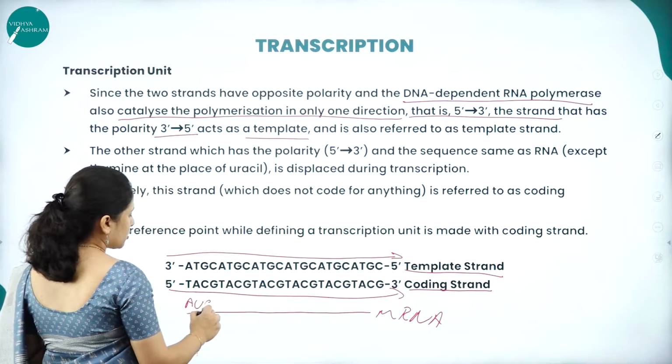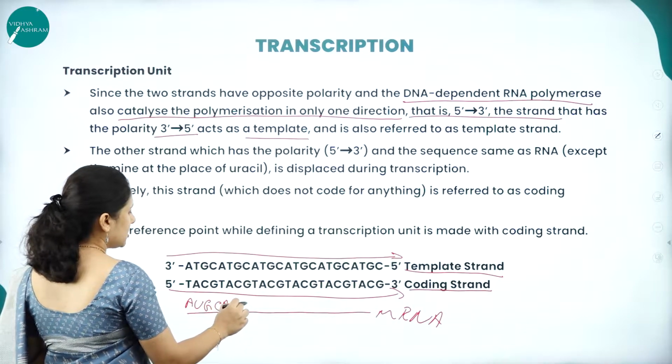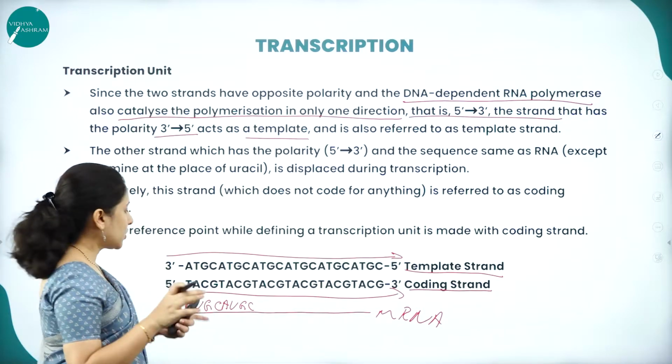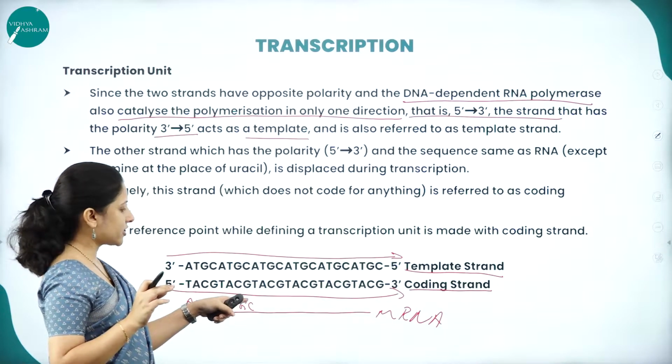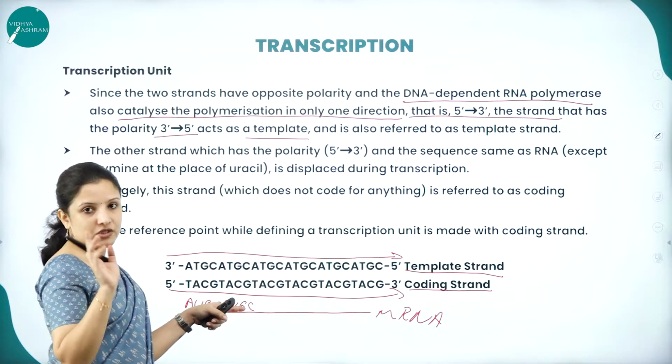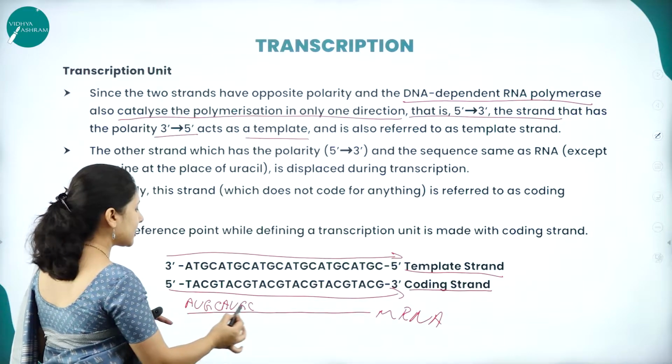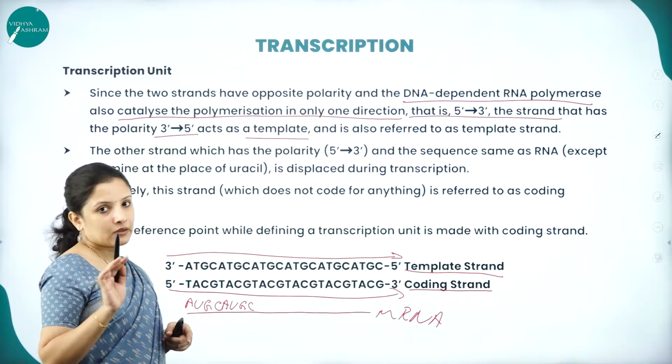Then it will be guanine, cytosine, then adenine, uracil, guanine, cytosine. Like this it will go on adding. So if these complementary nucleotides have to get added, which enzyme will help? It is the DNA dependent RNA polymerase enzyme that will help.